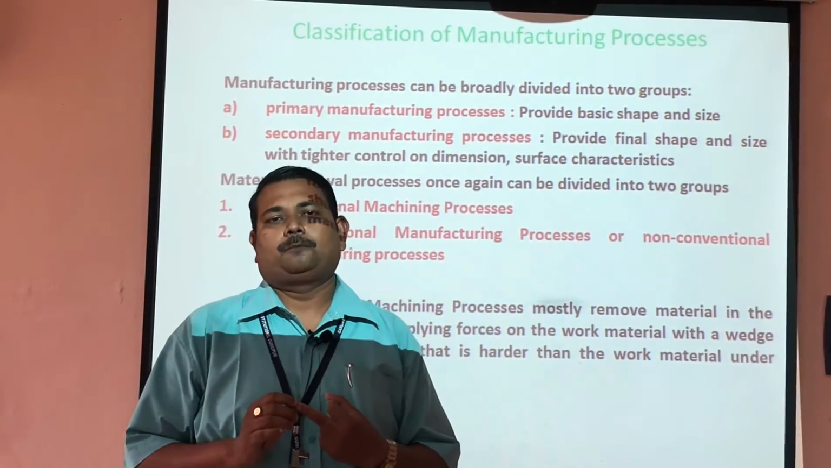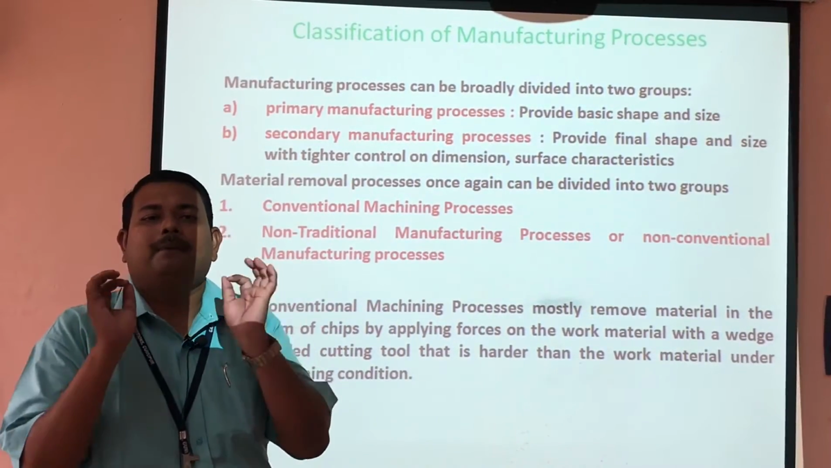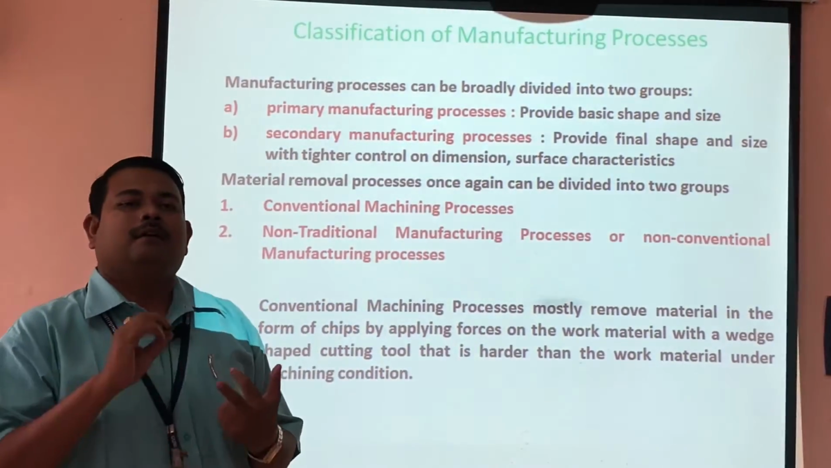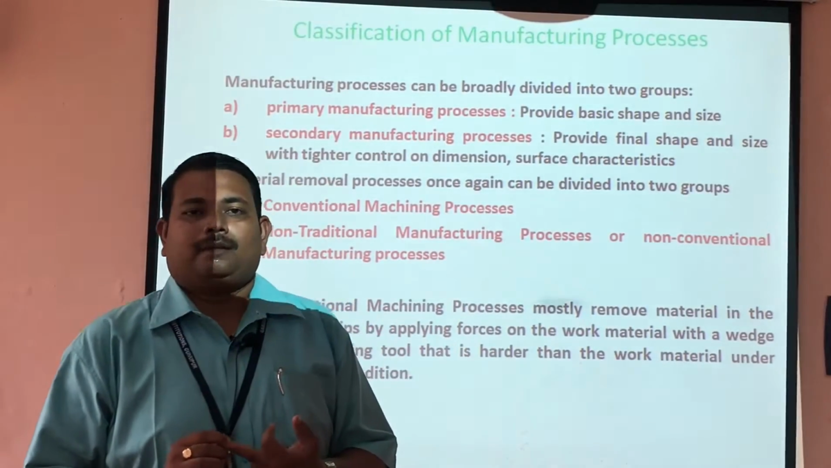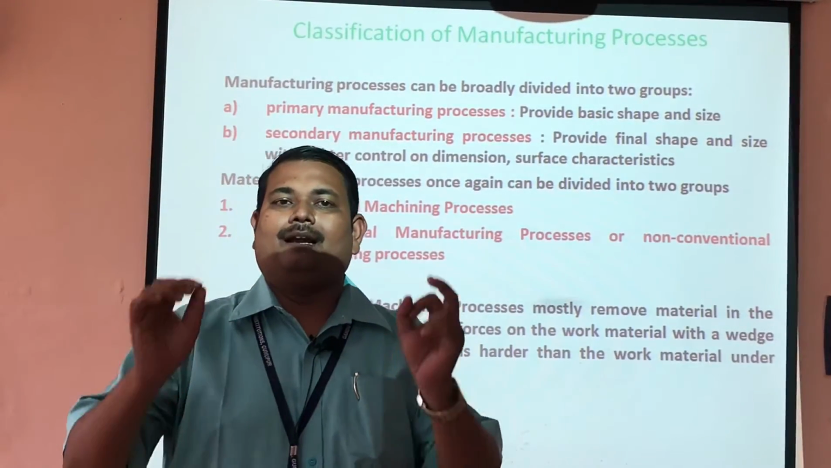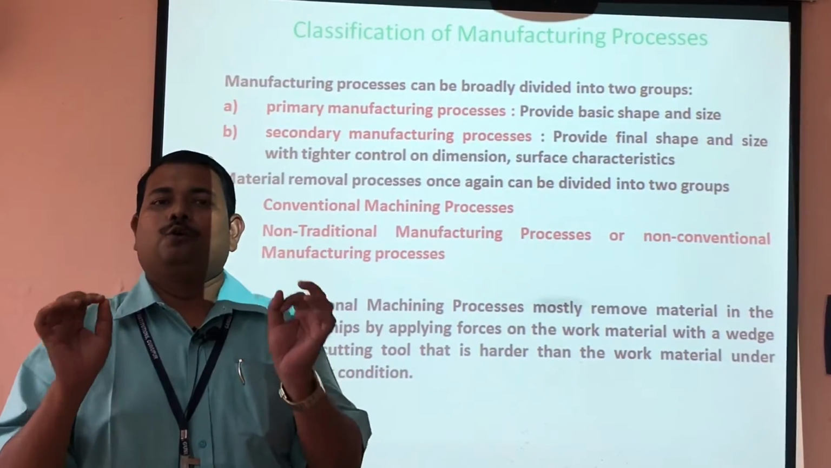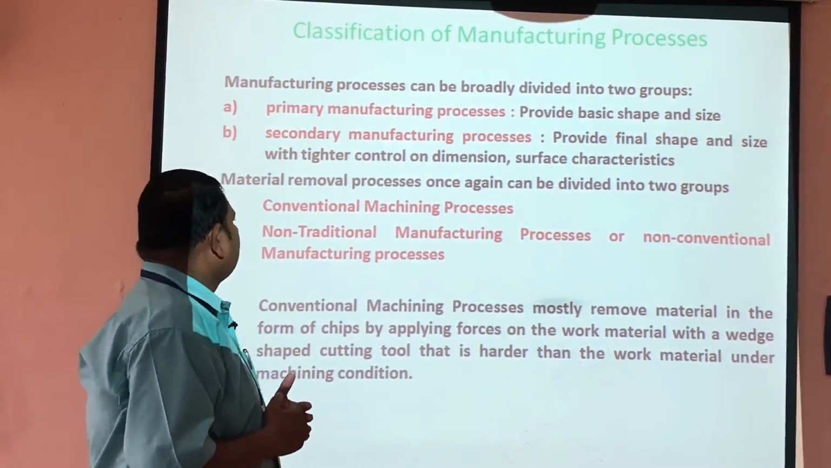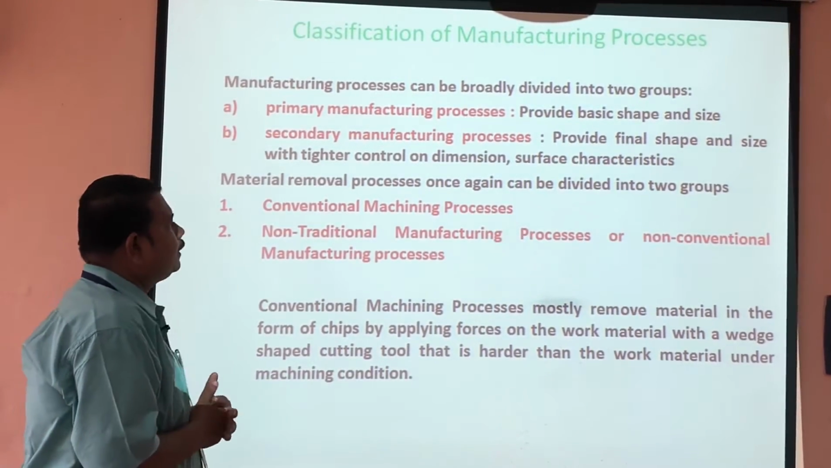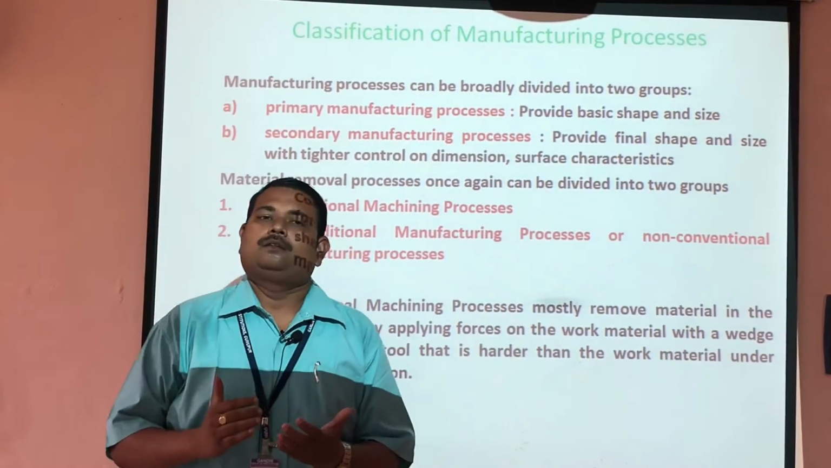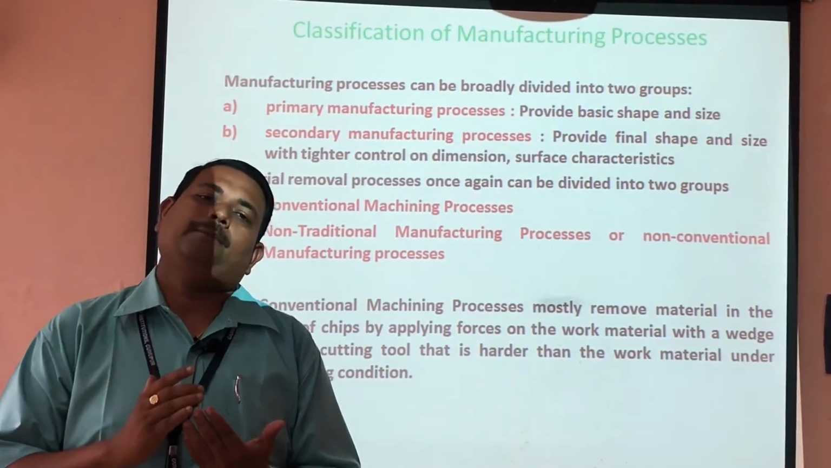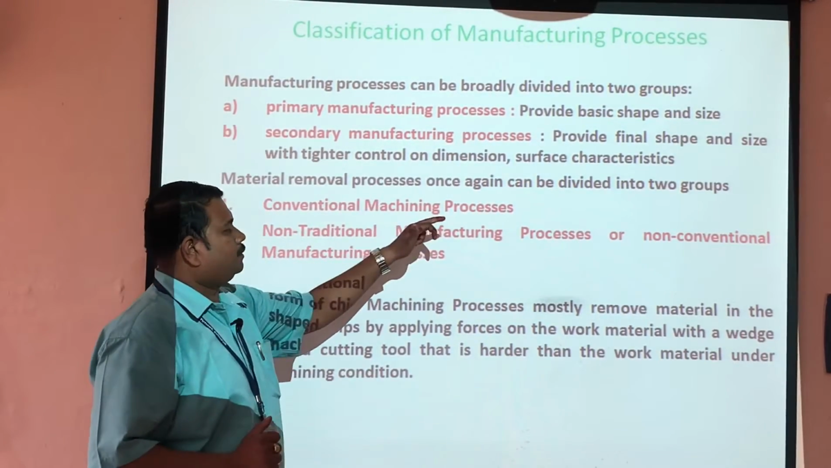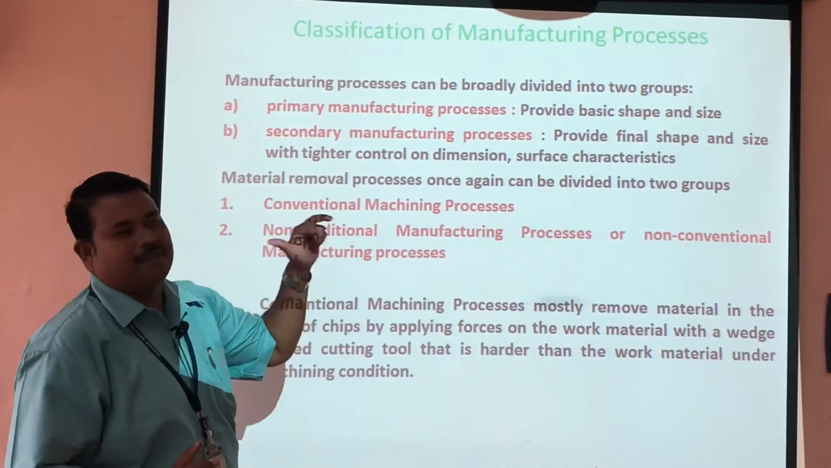In primary manufacturing process, we are only giving a basic shape and size to any of the components. And second one is secondary manufacturing process, where we are giving a desired shape and size to the final object or final product. Now, again, according to the metal removal process, the manufacturing process is of two types, basing upon metal removal rate. One is conventional machining process, second one is non-traditional machining process.